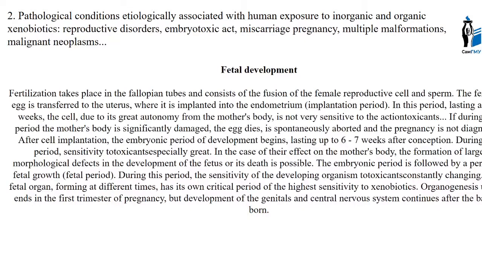During this period, the sensitivity of the developing organism to toxicants is constantly changing. Each fetal organ, forming at different times, has its own critical period of highest sensitivity to xenobiotics. Organogenesis usually ends in the first trimester of pregnancy, but development of the genitals and central nervous system continues after the baby is born.